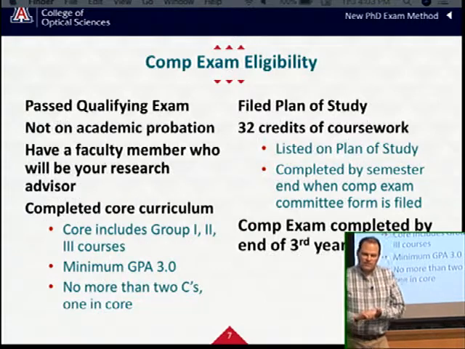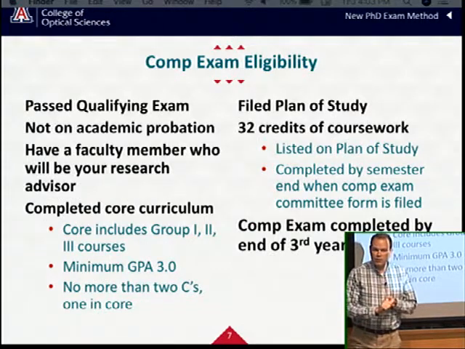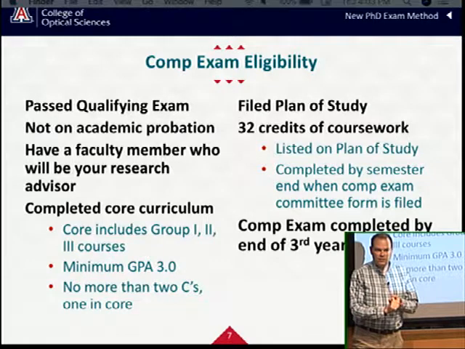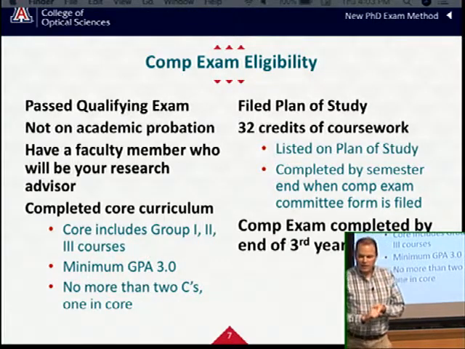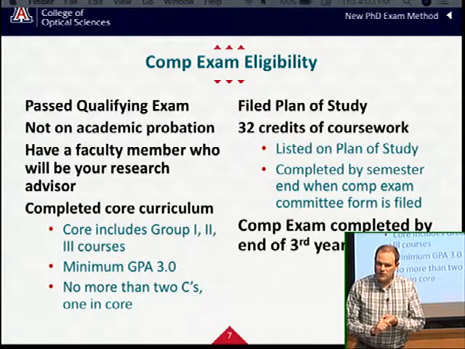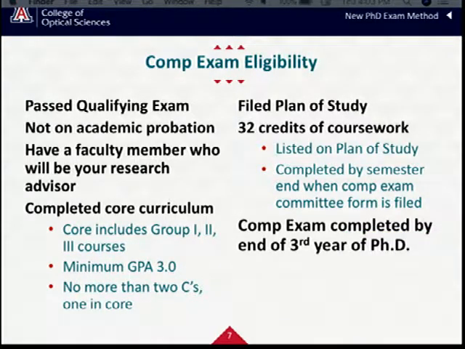The eligibility for this exam. You've passed the qualifying exam, that exam that happens at the end of your first year. You're not on academic probation. Academic probation means your GPA is below 3.0. You have a faculty member who will be your research advisor. You must have an advisor to take this exam. Okay? You have completed the core curriculum. The core curriculum includes group 1 and 2 and also 3. The 3 depends on your area. If you're in optical engineering or imaging, or if you're in optical physics or photonics, you have to take this group 3 course.